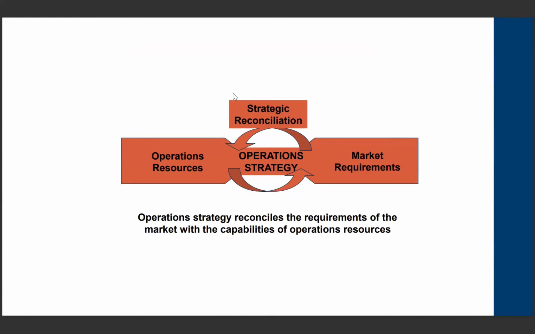Here, operation strategy reconciles the requirements of the market with the capabilities of the operation resources. You need to remember these two. For the operation strategy, the main two factors are market requirements and operation resources. This goes as a cycle, reconciling with all the other strategies. Strategic reconciliation includes business strategy and corporate strategy. Different market strategies place different demands on operations.